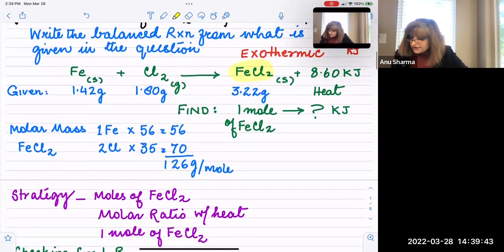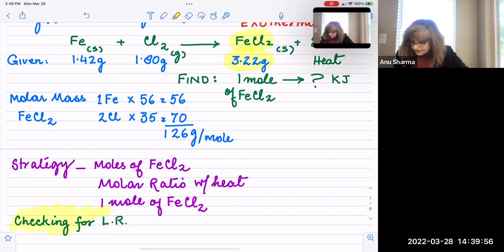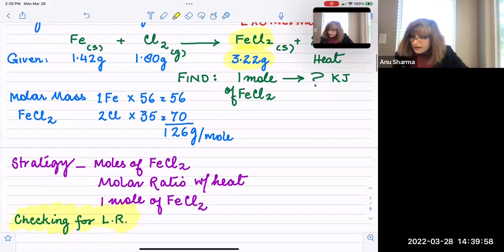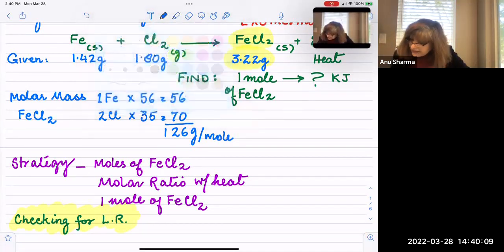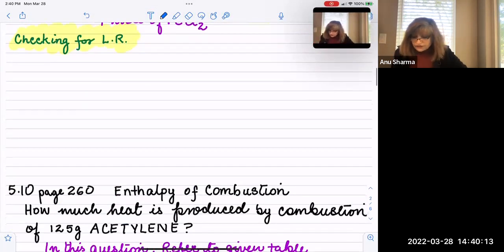Right now, here's a very interesting part. Ideally, this question relates to the limiting reactant, okay? The amount of FeCl2 that is going to be produced depends upon which is the limiting reactant, iron or the chlorine. So let's do it on the side first of all. Let's find the limiting reactant, and ideally that's how to do it. So let's do this here.